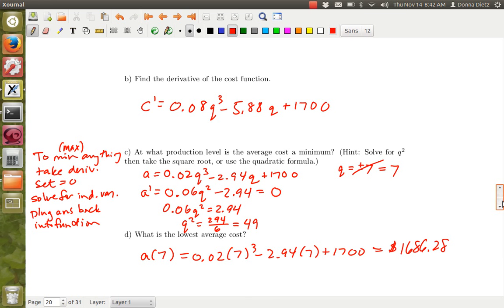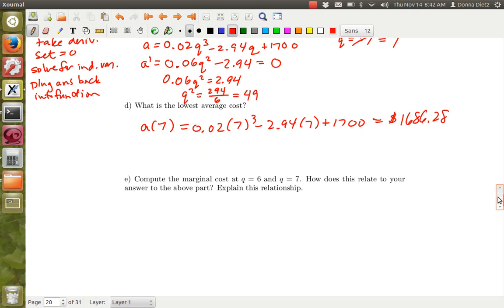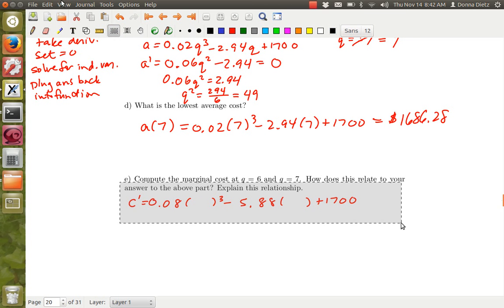Now it says compute the marginal cost at q equals 6 and q equals 7. How does this relate to your answer above? Explain the relationship. Okay, so we want marginal cost, C prime, which we had already computed. And I'm going to just write down this little template here, just grabbing it from above. It's just that you can't see it because I scrolled. But this is what I calculated as marginal cost. And we have two of these, right? So we just write this twice.